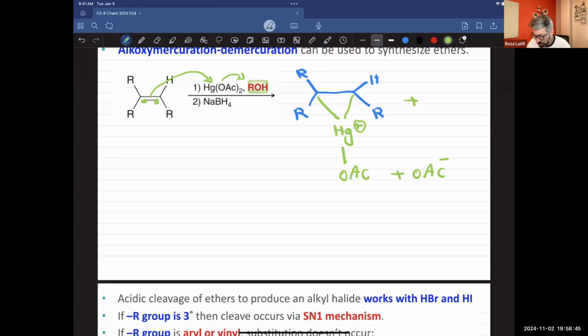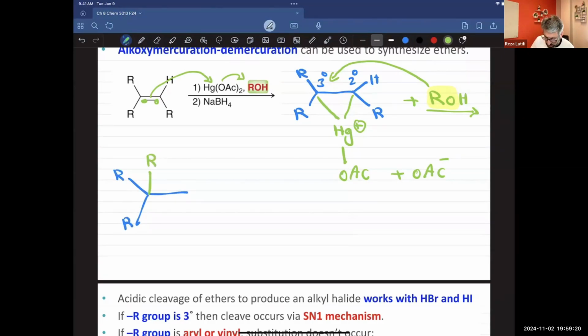Next step, the ROH will get involved, and this piece, RO, will behave as a nucleophile, and it will attack the carbon with more substituents. Which carbon? The one on the left is a tertiary carbon, while this one is a secondary carbon, so the attack will happen on the tertiary carbon. And if that happened, we get this. We will have 3 R's attached to this carbon. And what else? Here we will have hydrogen, R here. And now we will have the mercury attached to OAc there.